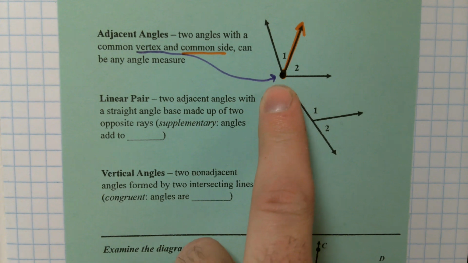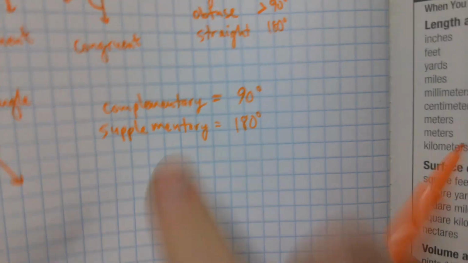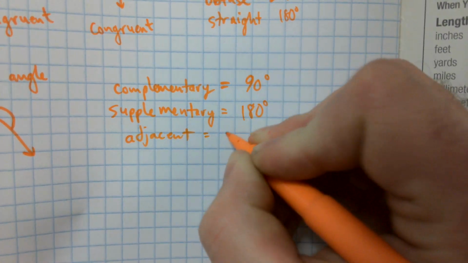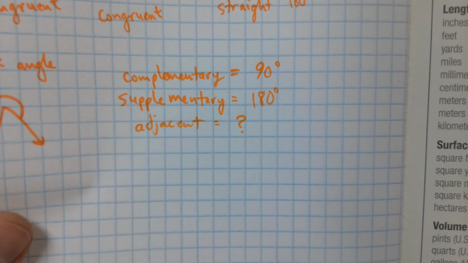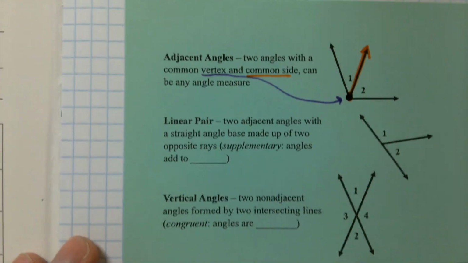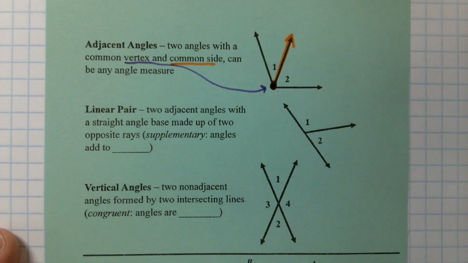No. So that's the thing about adjacent angles, they don't always add up to a specific number, like complementary and supplementary. Adjacent angles, we don't know what they add together to be. They could add to 90, they could add to 180, or they could add to anything in between, less than, more than. It could be anything. So the only thing we know about adjacent angles is they share that center line. That's it.